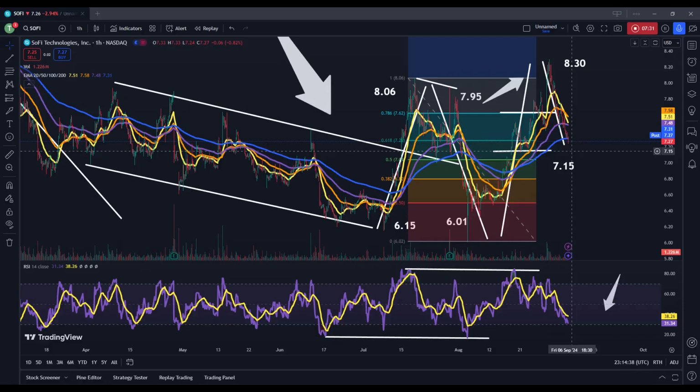So here's the current market outlook for SoFi Technologies Incorporated, stock ticker SOFI.